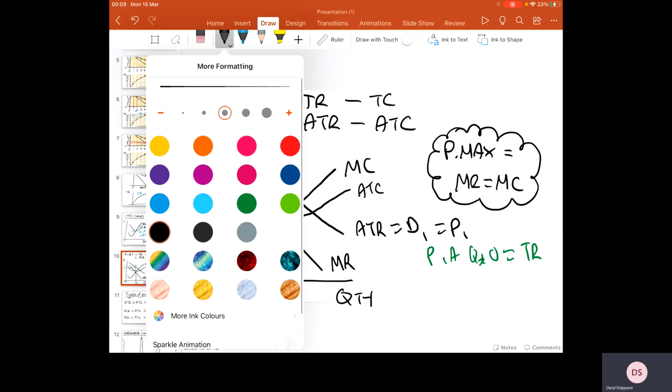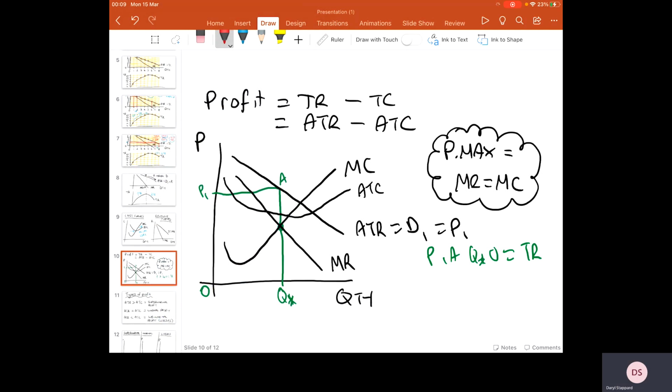Now look what we can now do. What we can now show is that when the firm operates at Q star, the average total cost of production will be at point B. If I multiply that by the quantity produced, then I'm going to get this red rectangle here. So let me just label this down. C, B, Q star, 0 would show the total costs.